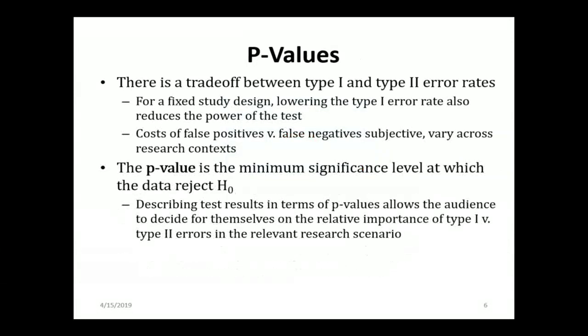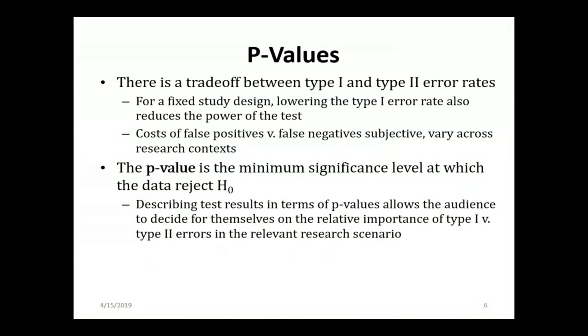Now, when we think about type 1 and type 2 errors, in general, there's a trade-off between the two. If we have a fixed study design and we try to lower the type 1 error rate of our test, we tend to increase the type 2 error rate and vice versa. And so we have to make some decision about this trade-off, and we have to do that on the basis of things like costs of the different types of errors, as well as maybe what you subjectively think based on your prior information about whether the null or the alternative is more plausible. And generally, it's hard to get agreement on these things across different settings.